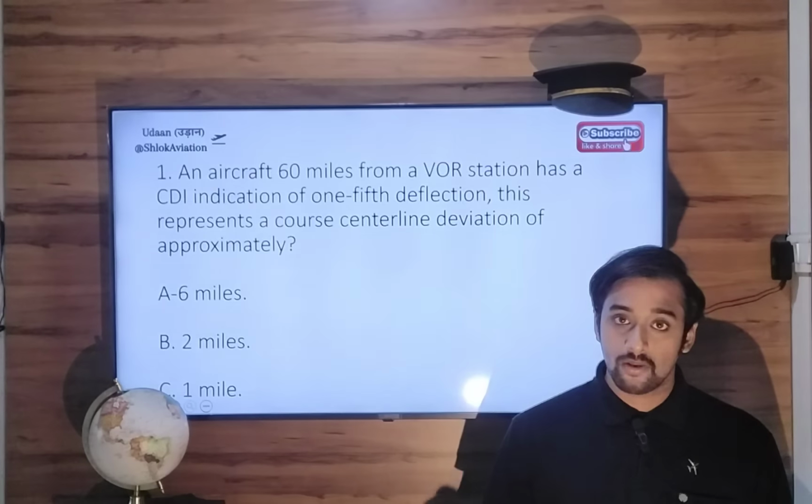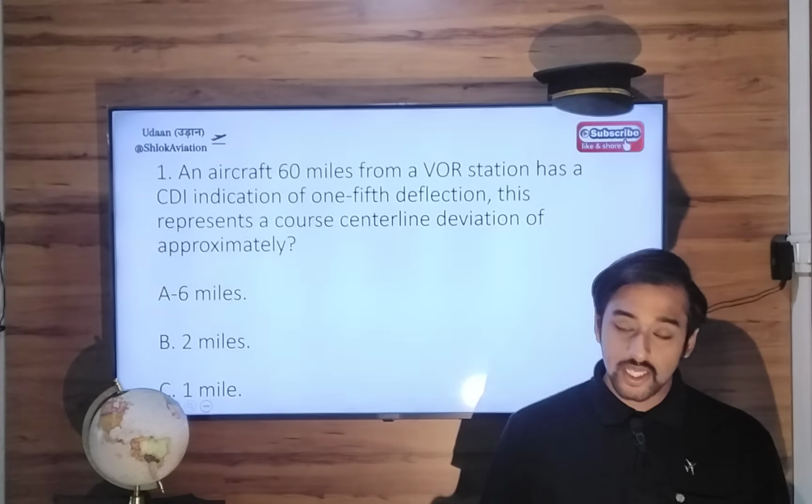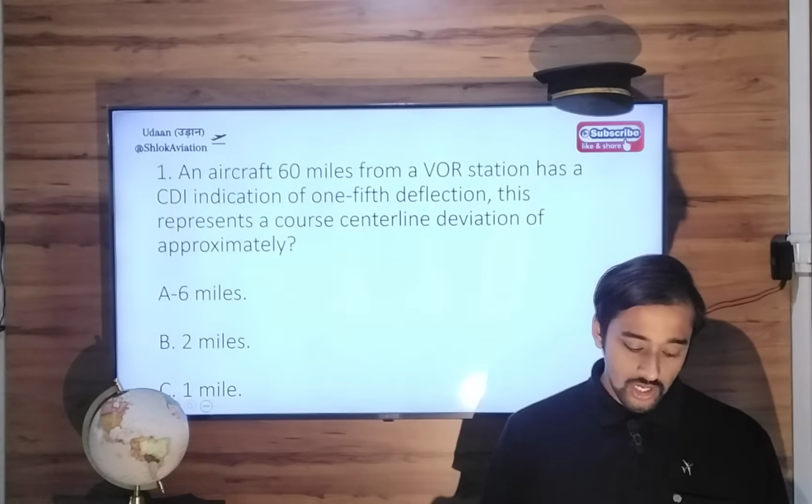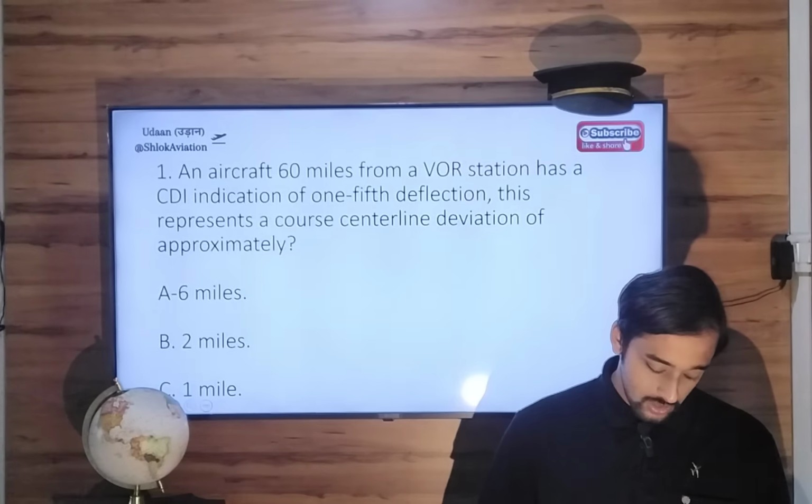Aircraft is 60 miles from a VOR station. It has a CDI indication of 1/5 deflection. This represents a course centerline deviation of approximately how much?